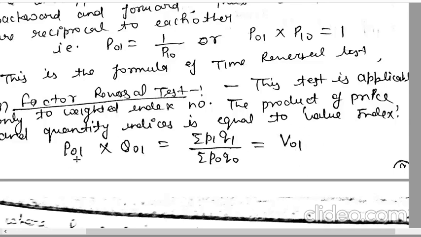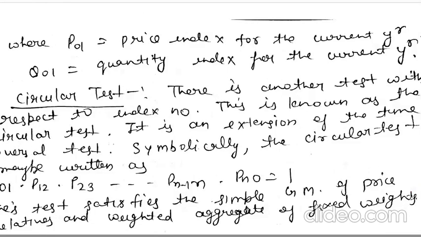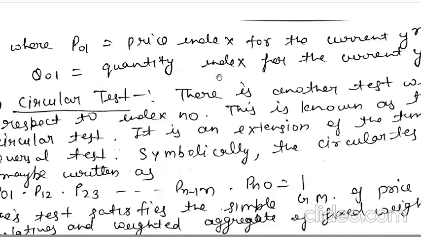So P01 means price index number from base year to current year, Q01 means quantity index number from base year to current year, and P1 Q1 upon P naught Q naught, you know that is your current year price, current year quantity, base year price, base year quantity, and like this, right? Now, P01 means price index for the current year, and Q01 means quantity index for the current year, right? And last test is circular test. We will see more examples related to factor reversal test in our next video.